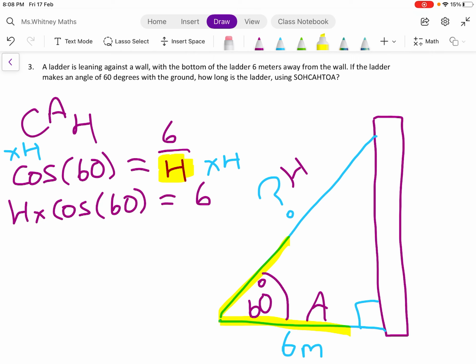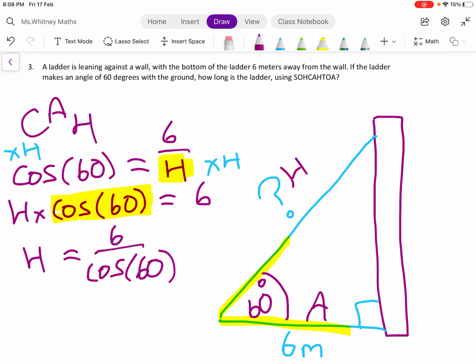And then we're simply going to divide, because we're trying to get h alone, by cos 60. So we get h equals 6 divided by cos 60. You're simply going to put that in your calculator and you get h to equal 12. Remember your units, the question was in meters, so it's going to be 12 meters.